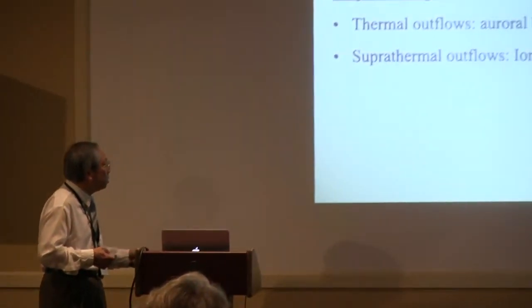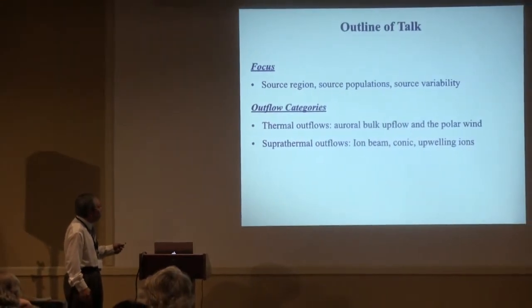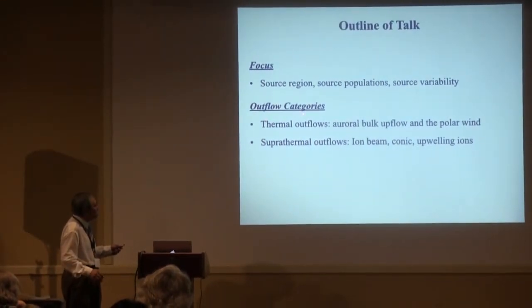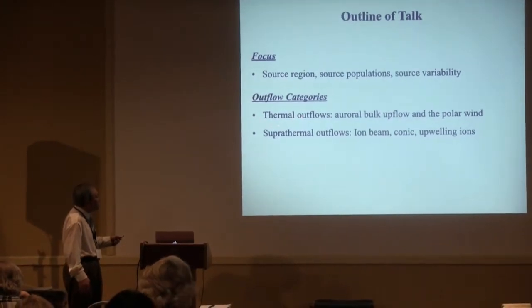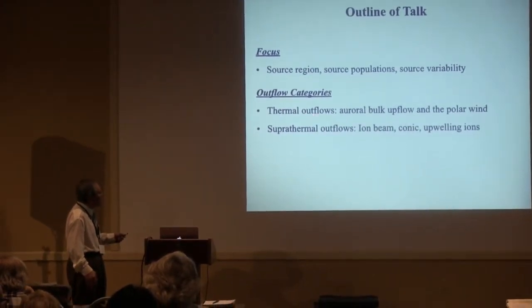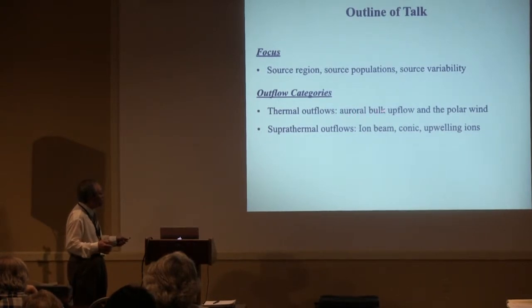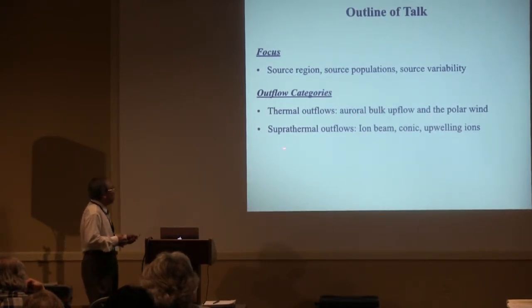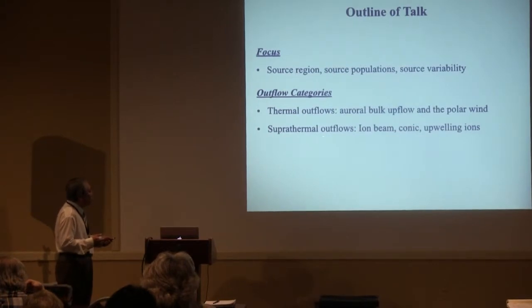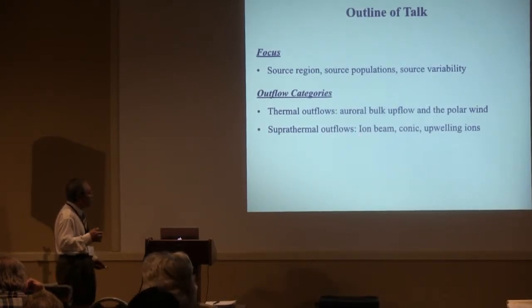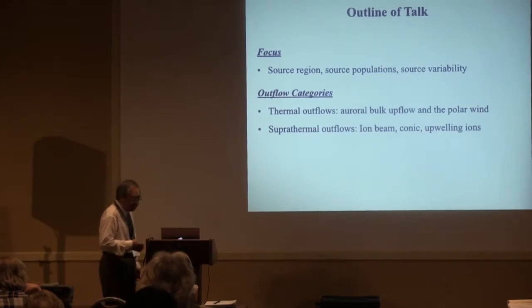last few decades. So in my talk today, I will focus on the source region, the source populations, and also the variability of the various types of ion outflow populations. And such outflow populations can be categorized into two categories, namely thermal outflows, particularly the auroral outflow and the polar wind, and also superthermal outflows, including things like ion beams, ion conics, and upwelling ions.